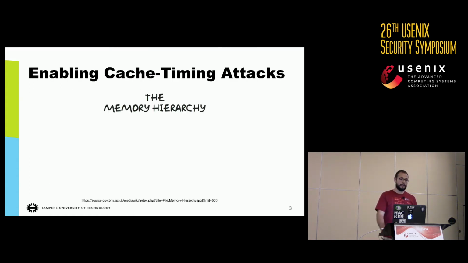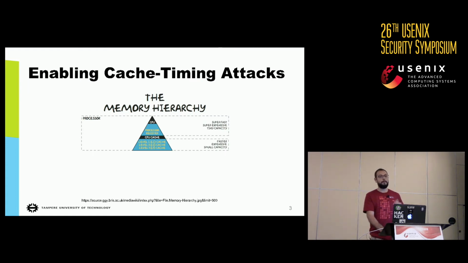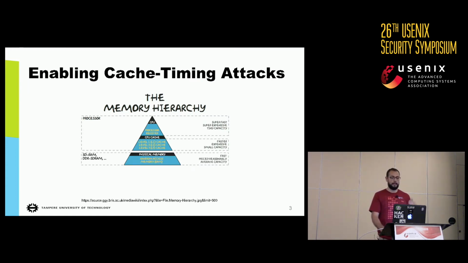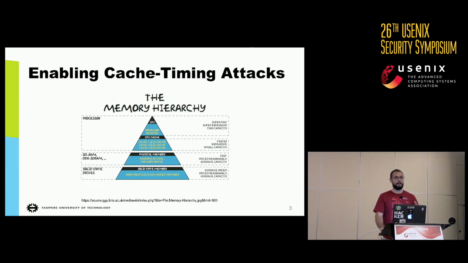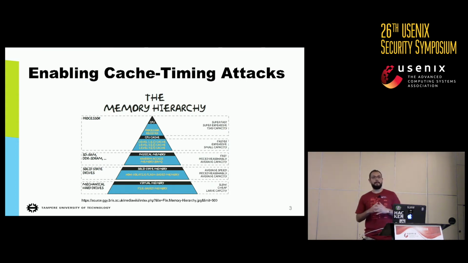So, cache timing attacks, as you may know, and as Craig mentioned, are enabled thanks to the memory hierarchy. The memory has different levels, and as we go down the memory hierarchy, we have different access times. So it's much faster to access the processor registers compared to L1, L2, L3, physical memory, and solid state hard drive. Due to this difference in access times, we can exploit this and perform cache timing attacks.